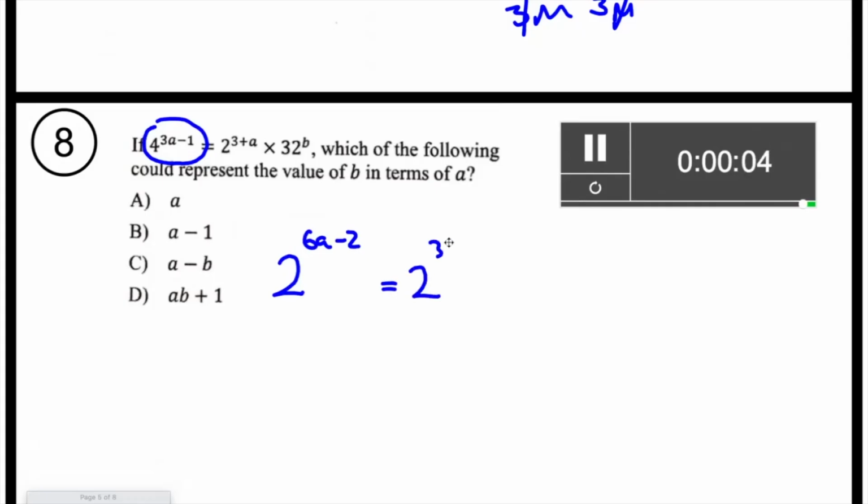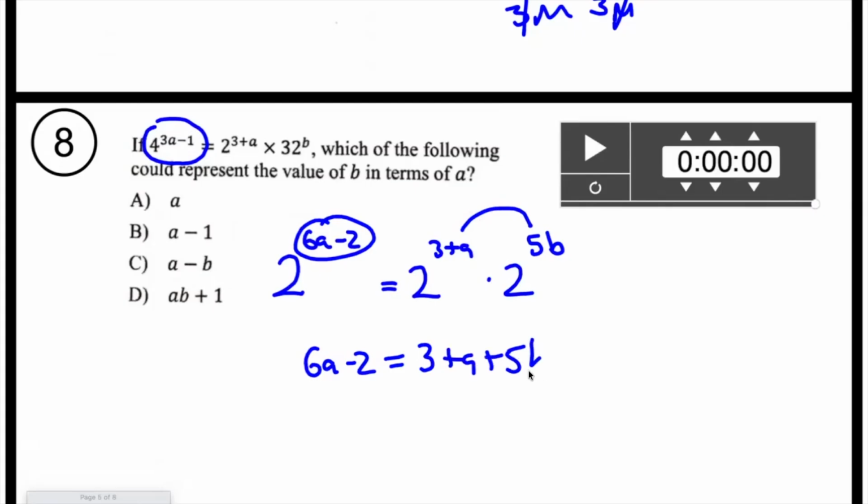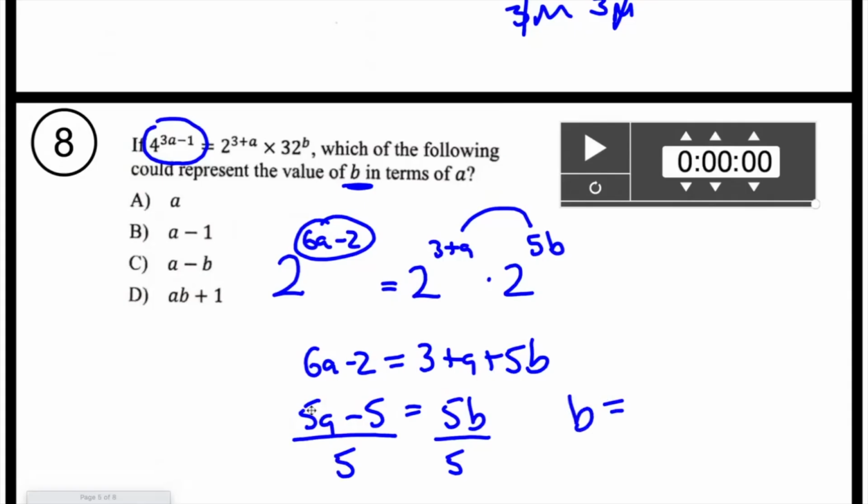And then this is 2 to the 3 plus a times, and 32 is 2 to the fifth. And then this exponent has to equal these two exponents added together, because when you have the same base, you add your exponents. So you get 3 plus a plus 5b. And it looks like we're getting b by itself. So if I subtract a, I get 5a. If I subtract 3, I get minus 5. And then finally divide by 5, and you'll get a minus 1. That makes sense. Thank you.